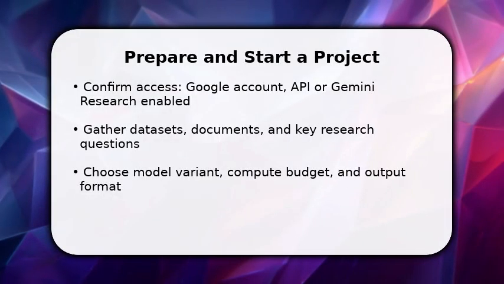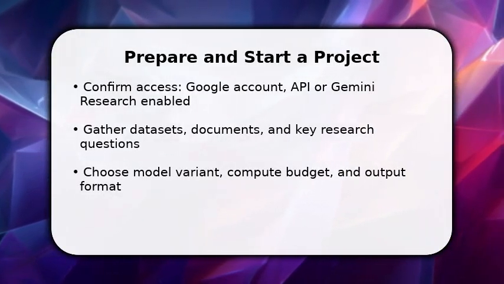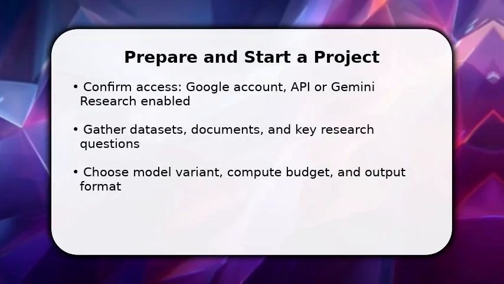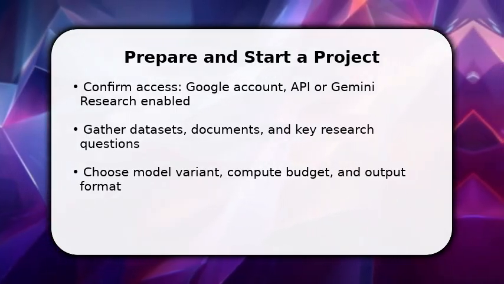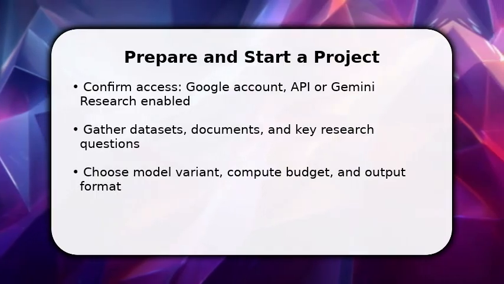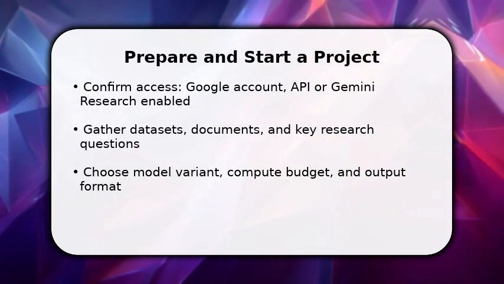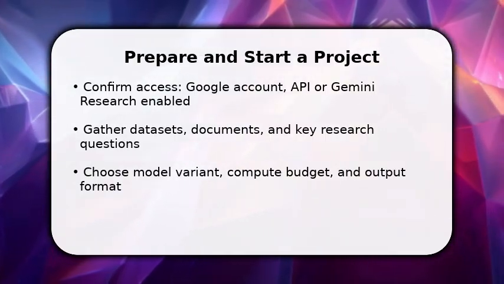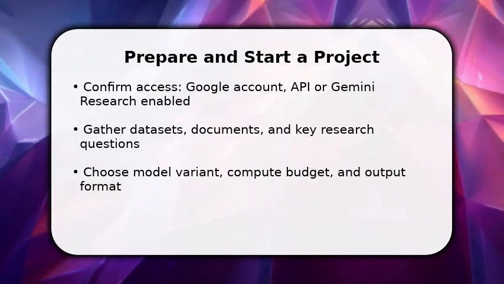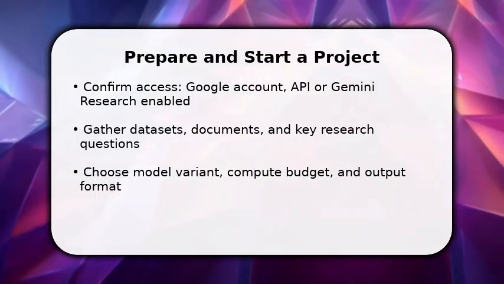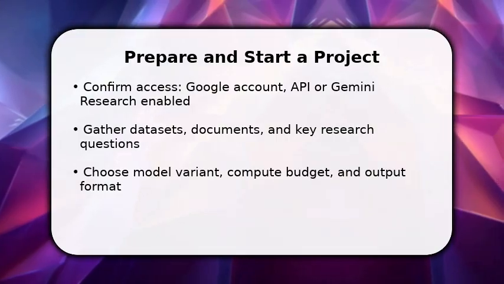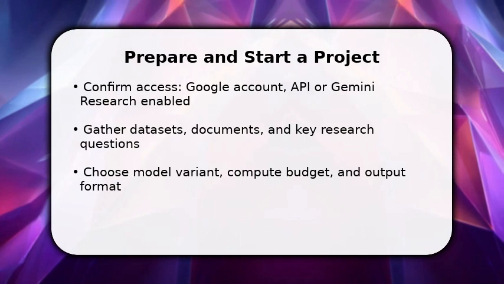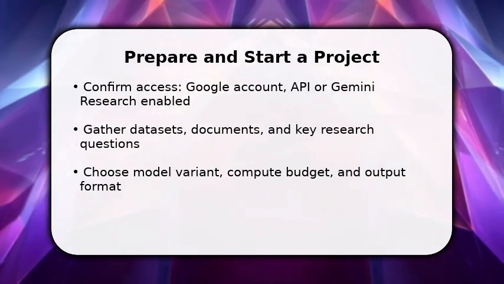You begin by confirming fast access and the essential inputs so you can run experiments immediately. Connect your Google account, enable Gemini Research or API access, and load your datasets and documents. Once done, define clear research questions and pick the model variant and compute limits so results are reproducible. Make sure to choose output formats and storage locations. This front-loaded setup prevents wasted runs and lets you iterate quickly with meaningful comparisons between model settings.